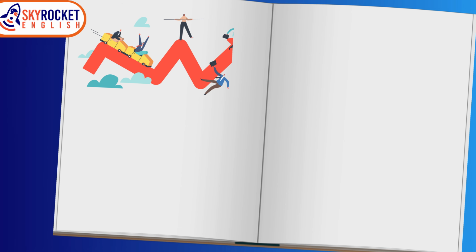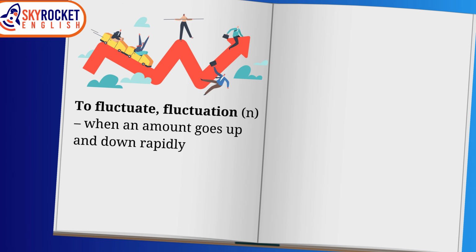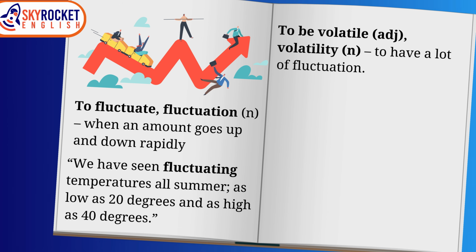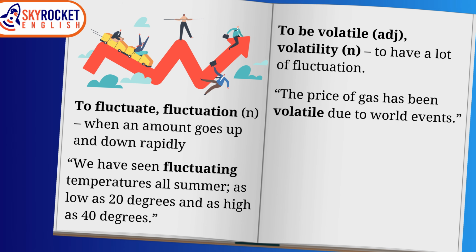If the value of something goes up and down, the verb is to fluctuate. For example, we've seen fluctuating temperatures all summer, as low as 20 degrees and as high as 40 degrees. A synonym for this is the adjective to be volatile and the noun volatility. For example, the price of gas has been volatile due to world events. To fluctuate and to be volatile.